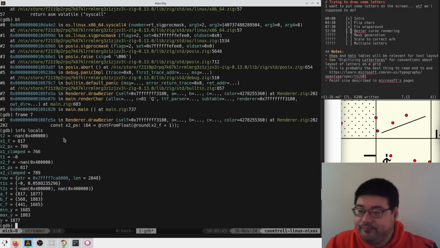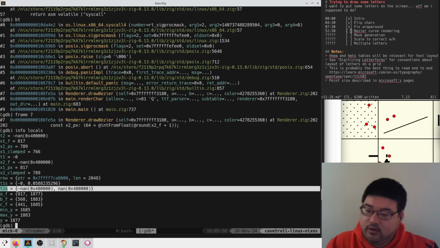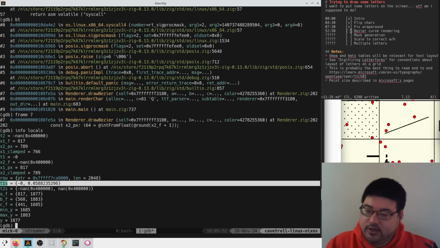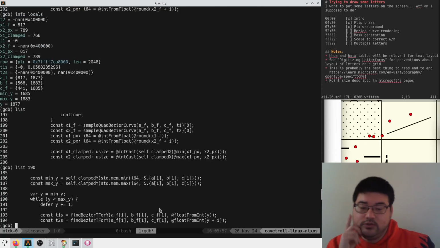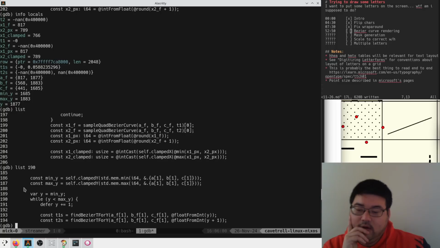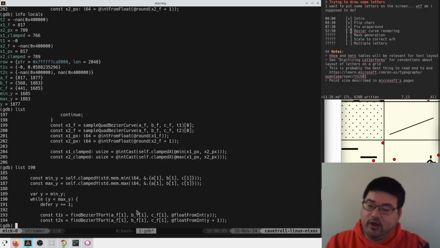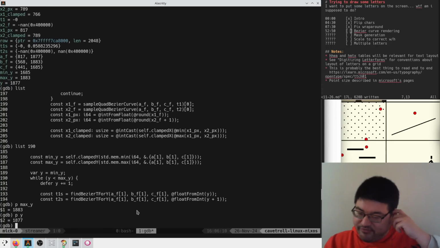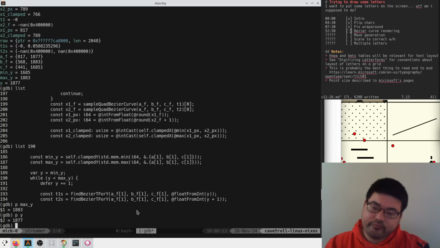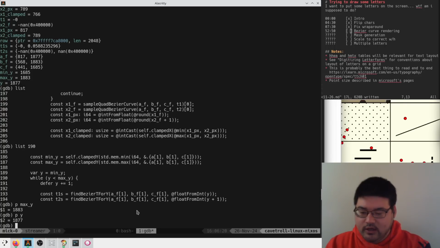What's going on here? T2 is nan here. Because where did T2s come from? T2s came from trying to go y plus 1. Which is kind of surprising, because now our y should be fine, right? We should have max y. We're definitely in range. Oh, maybe not actually, I guess.